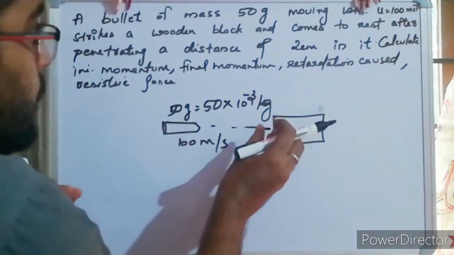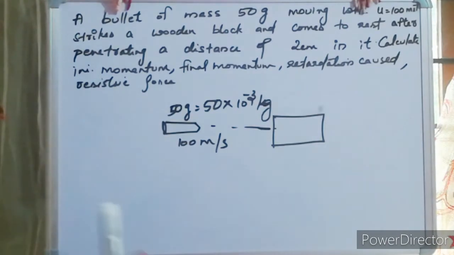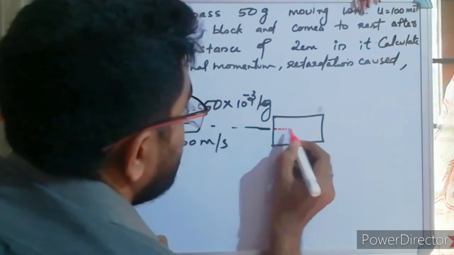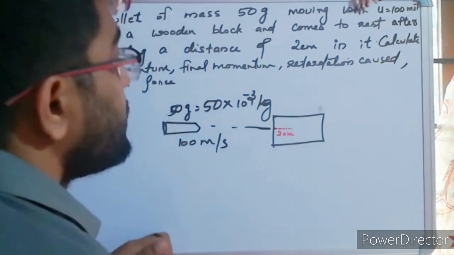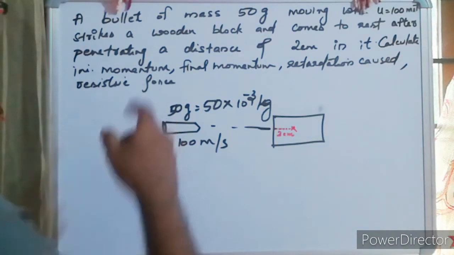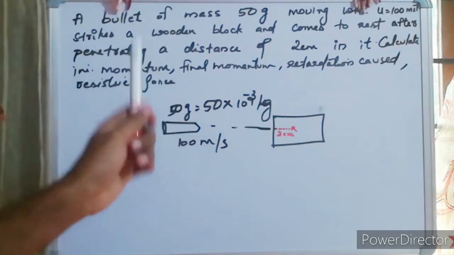It is said that after hitting the wooden block, it comes to rest after penetrating a distance of 2 centimeter. So after moving a distance of 2 centimeter, the bullet stopped. Calculate the momentum. You are asked to calculate the initial momentum, final momentum, retardation, and the resistive force.